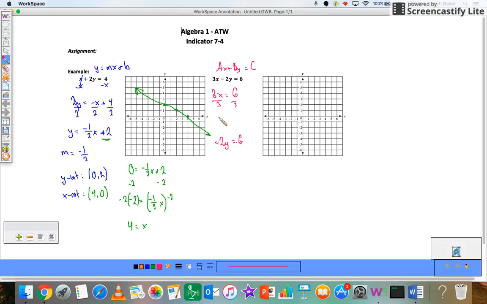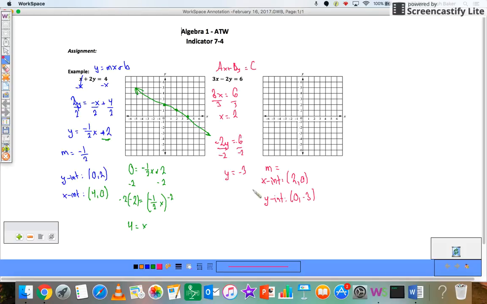Okay, so I'll divide by 3, which gives me x equals 2. Okay, and then I'll divide by negative 2, which would give me y equals negative 3. Now, what those numbers represent: first of all, the x value would be the x-intercept, which is 2, 0. And then the y value would be the y-intercept, which would be 0, negative 3. Now, you'll notice that we don't know what the slope is just yet. Well, on one like this, we actually have to go through and just sketch our graph out.